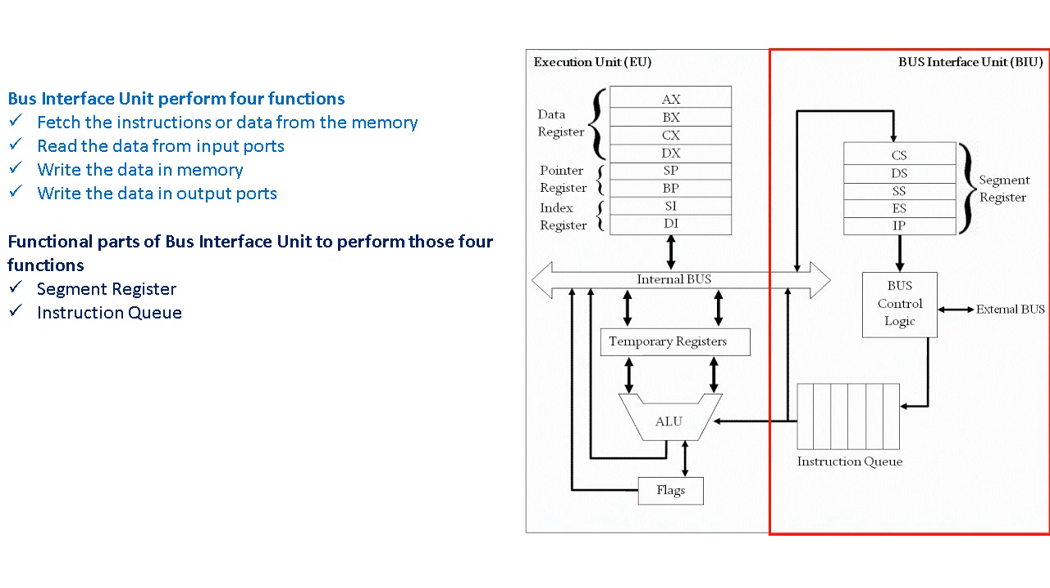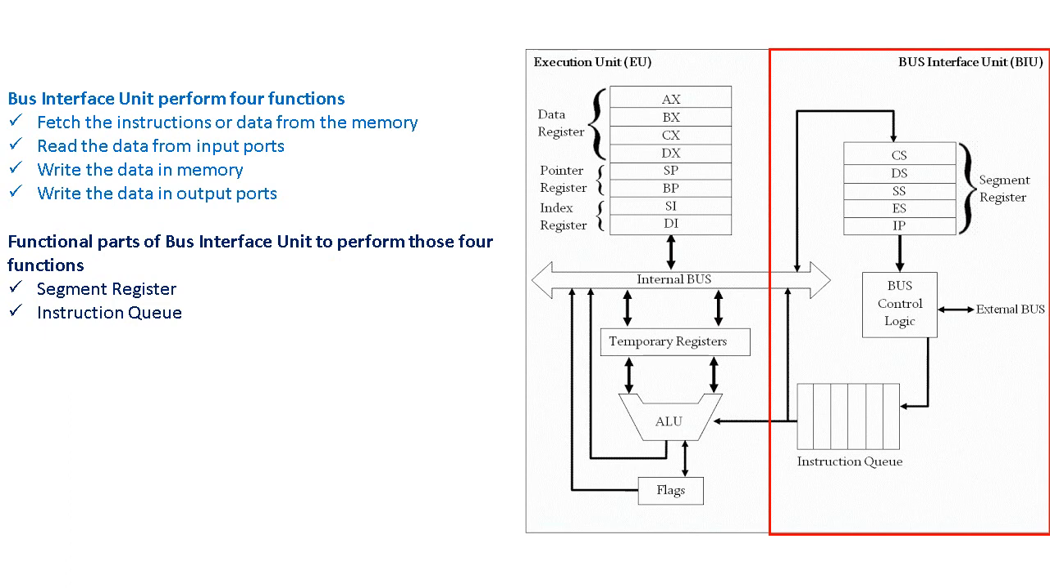Another operation, it reads the data from the input port. So the bus interface unit also reads the data from the input port. Another function, it writes the data in the memory. So the processor sends the data to the memory, that is RAM. So inside the 8086 microprocessor chip, the bus interface unit does this operation.